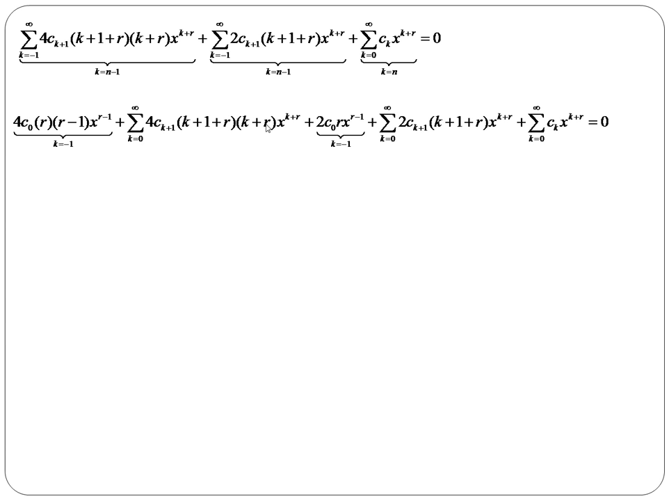Here I just copied down the terms. And here again I want to expand. I want to let k equal negative 1, so this becomes 2c0. The negative 1 and the 1 cancel to leave me with r, and negative 1 plus r gives me an r minus 1 here. And then I can write the remaining terms in my summation as going from k equals 0 to infinity. My last summation just carries along.